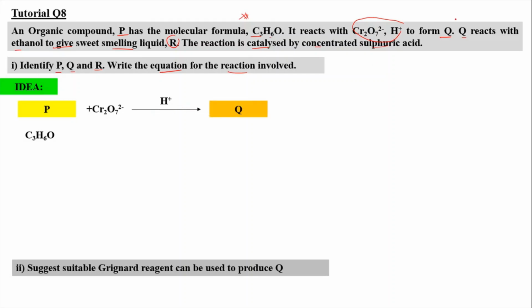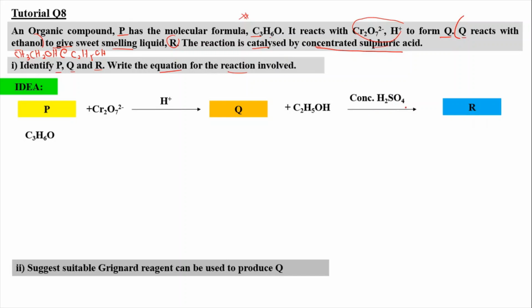And then Q reacts with ethanol. So ethanol will have a molecular formula of CH3CH2OH, or you can put it as C2H5OH. Okay, so Q is going to react with C2H5OH in order to produce sweet smelling liquid R. And the reaction is catalyzed by concentrated sulfuric acid. Okay, and from your knowledge, you will know that the sweet smelling liquid R here is going to be an ester.